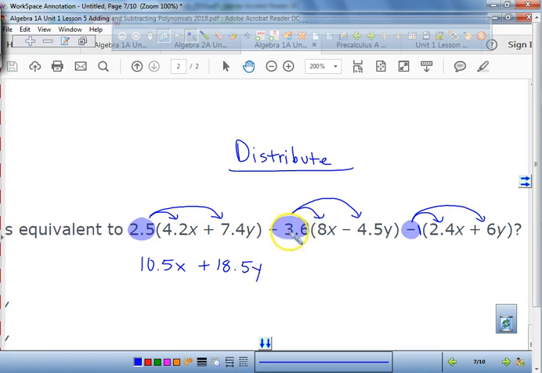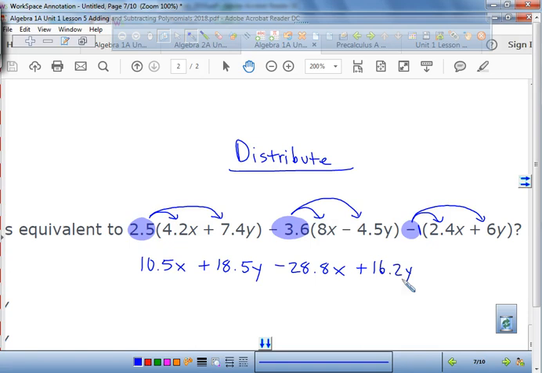Now, we have a negative 3.6 times an 8. What do we get? No, I'm sorry. Thank you for playing. Negative 28.8x is correct. Negative 3.6 times a negative 4.5 becomes a positive 16.2y. Good.